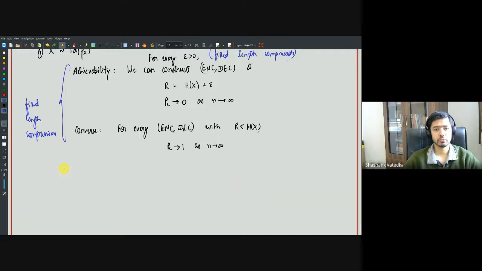And right now what we proved was a similar result for variable length compression, that it is possible to construct compressors and decompressors for which the asymptotic rate is equal to the entropy, and the compressor that we designed was optimal. You can't do any better than that. No matter how you try to construct your compressor and decompressor, the average rate is always going to be no smaller than the entropy, right? The entropy or the entropy rate for general sequences.